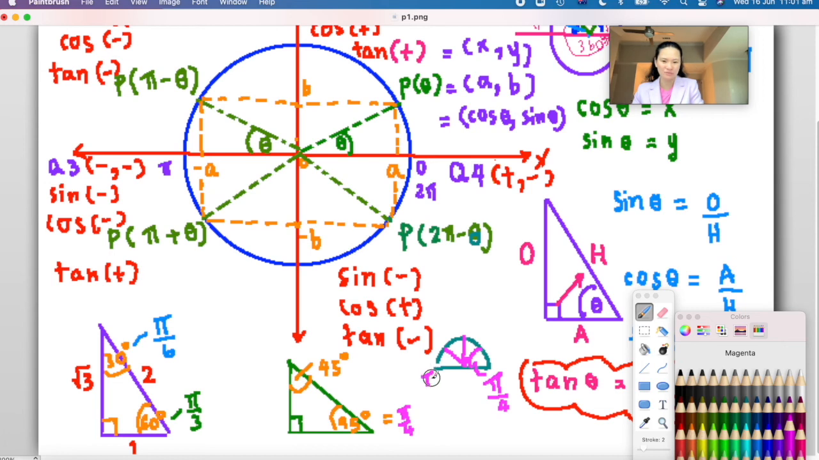All of this one is pi. Okay, that makes sense. So the lengths of each side that you need to know are 1, 1, and the other one is square root 2. Try to remember all of these.